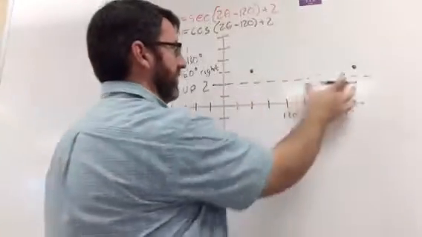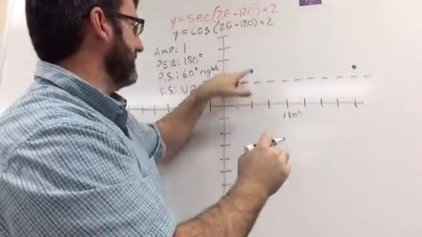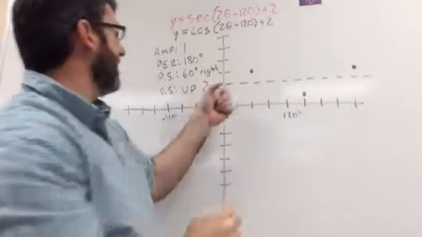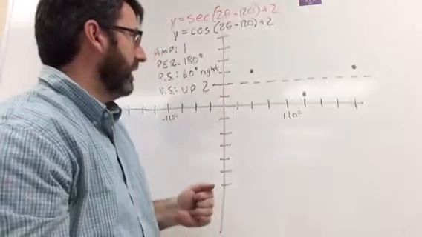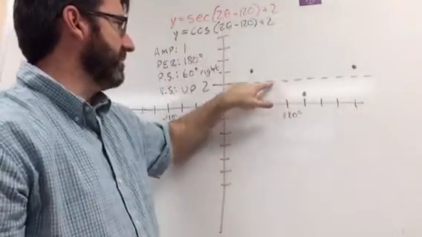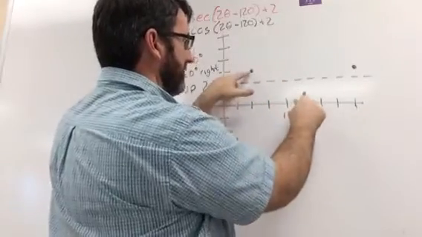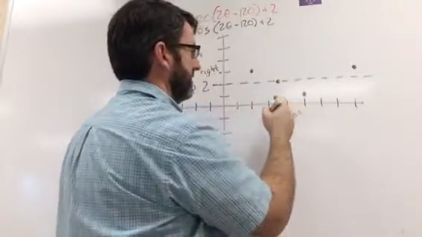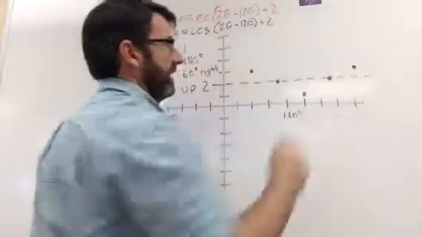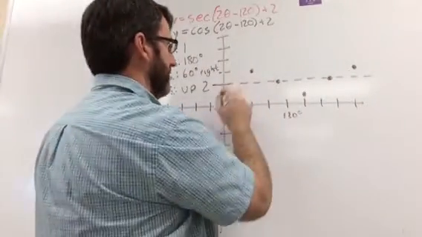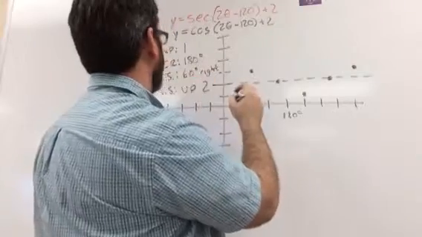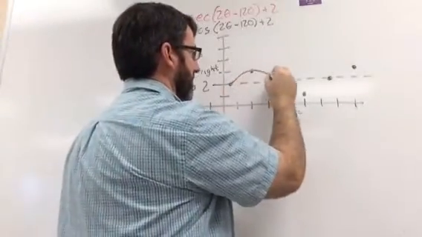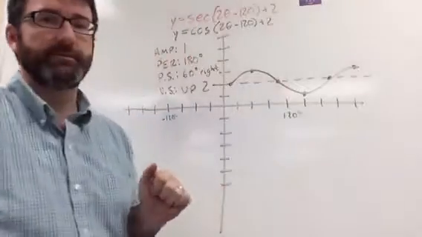And then we'll reach our minimum halfway between these two points. So 60 plus 90 would be 150. We'll reach our minimum of 1, because we're going down 1 from our midline of 2. All right, and then another thing that we need to remember about cosine is it crosses the midline halfway between the maximum and minimum here. So halfway between these two points, we're going to cross our midline, and then halfway between those two points, we cross our midline. And so we'll be back at our midline about right here at 15 degrees. All right, so there's our cosine function.